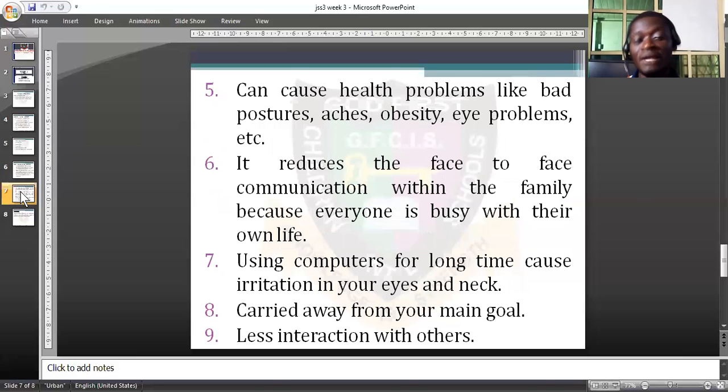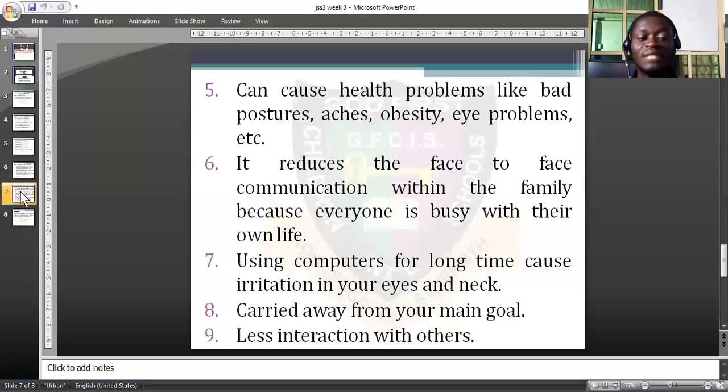Five, it can cause health problems like bad posture, headache, obesity, eye problems, and many more. When you sit with the computer too much, sometimes you begin to feel some pains in your body, you begin to feel headache, you begin to be fat. That's what we call obesity. You're going to have eye problems. Water can start coming out from your eye. So therefore, don't sit with the computer for a long period of time, to avoid some of these health problems.